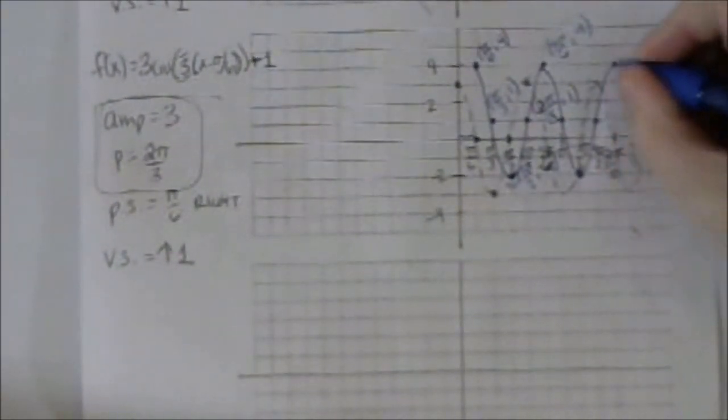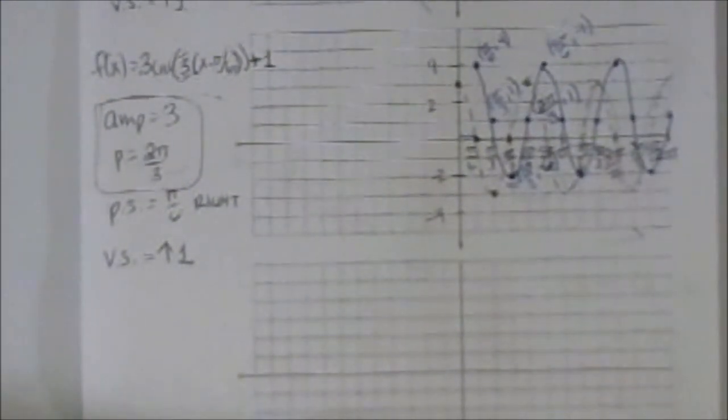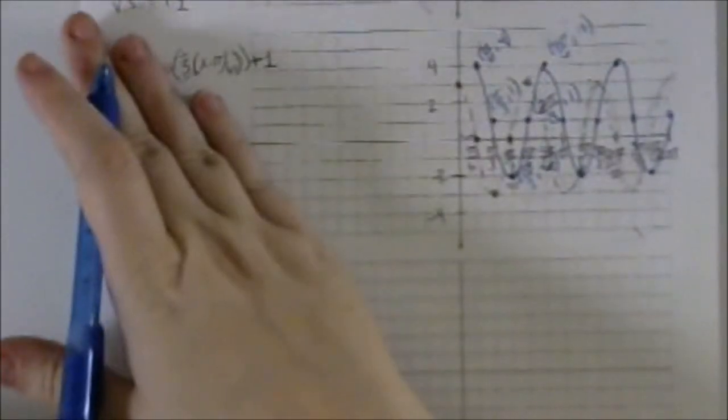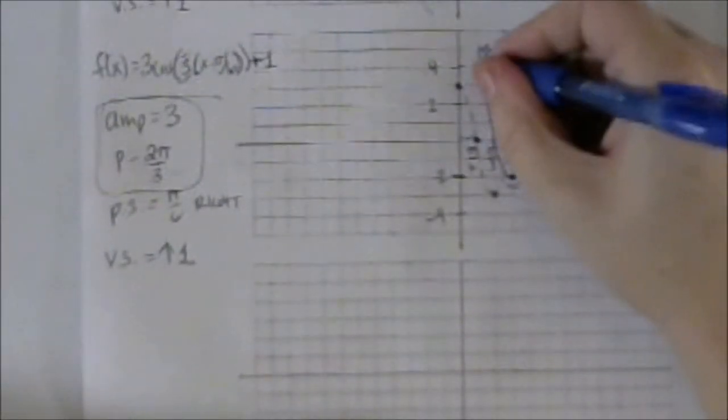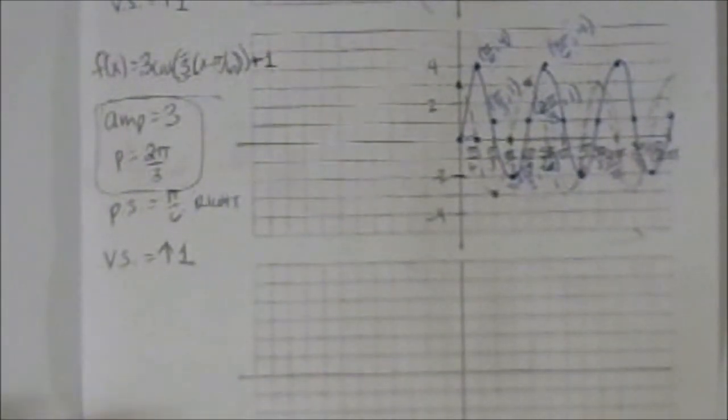Go ahead and connect your dots. I'm going to pretend that the left side of the axis is in here, but I do want to connect my picture back down to the origin to complete the graph.